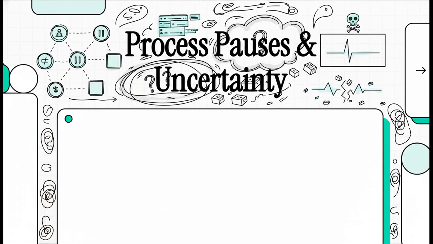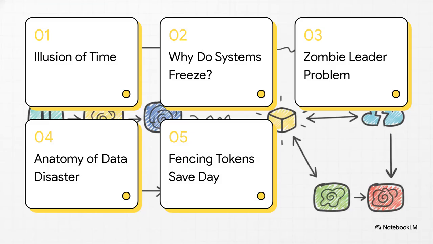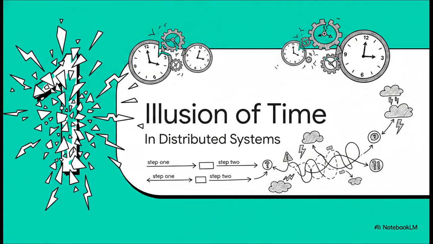if you aren't prepared. All right, let's quickly hit our roadmap for today. We're covering the illusion of continuous time, why systems freeze in the first place, the zombie leader problem, the anatomy of a data disaster, and finally, how fencing tokens save the day. So, kicking things off with part 1. The illusion of continuous time.